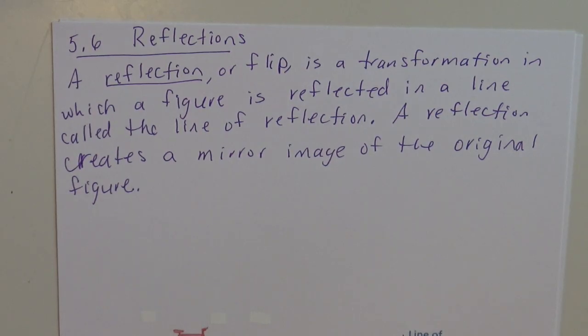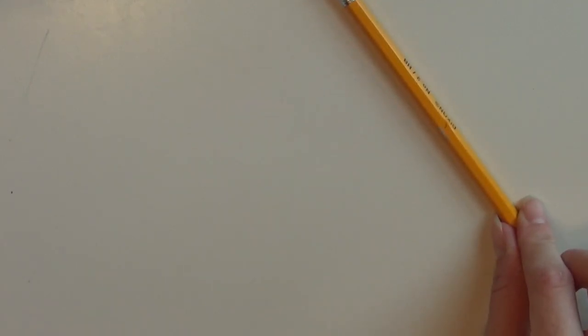In the previous section we discussed translations, and we talked about how a translation just means that, let's say you've got an object like this. A translation is just a slide. You just move it over, but you don't turn it, you don't rotate it, you don't do anything else, you don't shrink it, and you don't make it any bigger. It's exactly the same size, it just got slid or moved. So that was the translation from section 5.5.